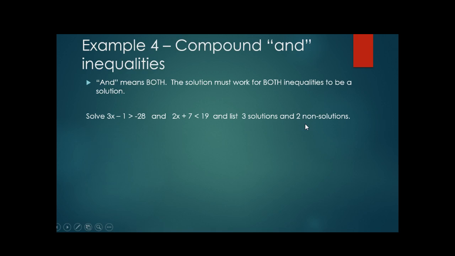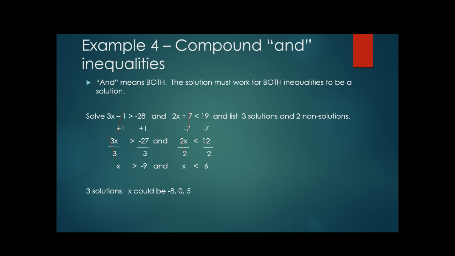it's best to find the cutoff points. So what we're going to do is we're going to solve. Add 1 to that side, subtract 7 to that side, cross them out. We have 3x is greater than negative 27, 2x less than 12. Divide each side by 3 and 2, cross them out. We've got x is greater than negative 9 and x is less than 6. So what numbers satisfy both requirements that x is greater than negative 9 and x is less than 6?